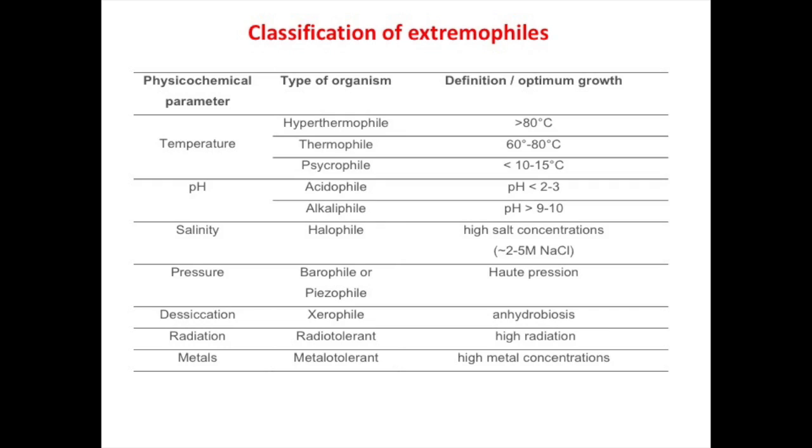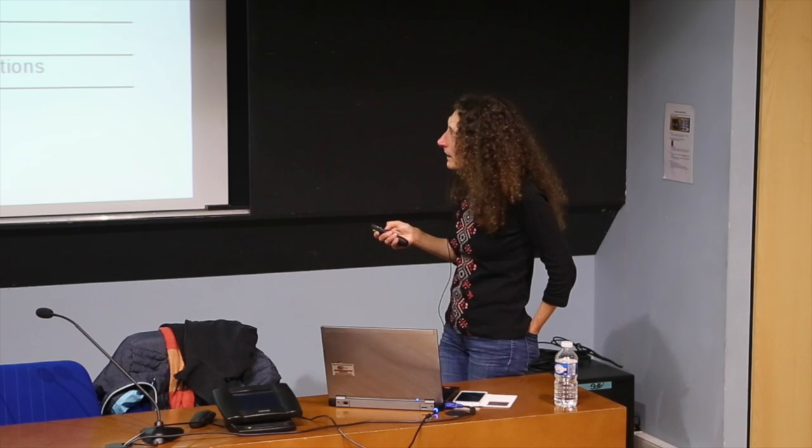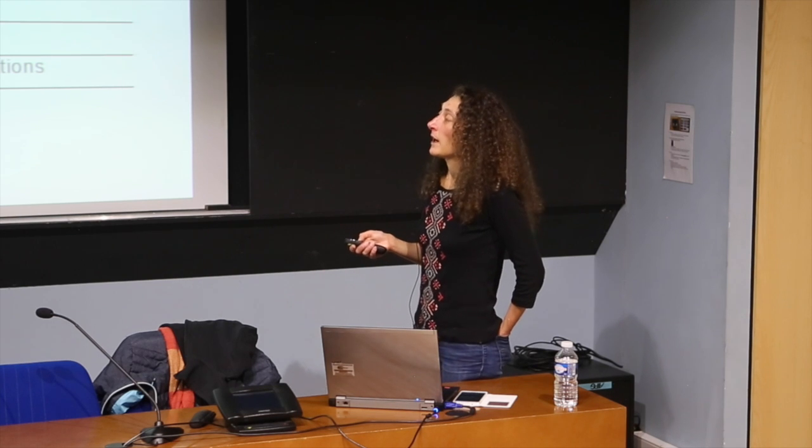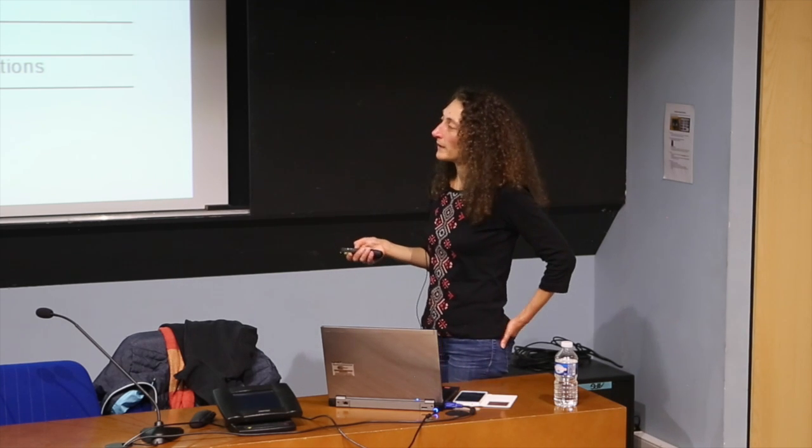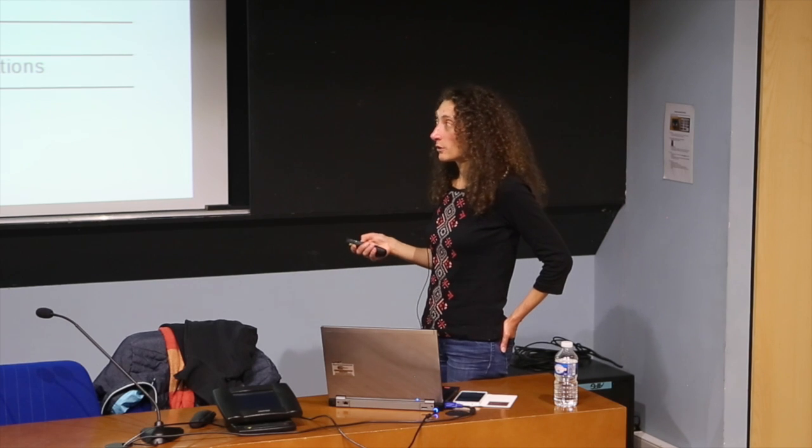Then you have the pH, and for the pH you can define two groups: the acidophiles living at optimal pH below 2 or 3, and alkaliphiles on the opposite, living optimally at pH higher than 9 or 10. Salinity: you define organisms that are halophiles at very high salt concentrations, up to saturation, equivalent to sodium chloride. Pressure: you define organisms as barophiles or piezophiles, living at very high pressures. And then you have other features that are not necessarily organisms that really depend on these conditions to live.